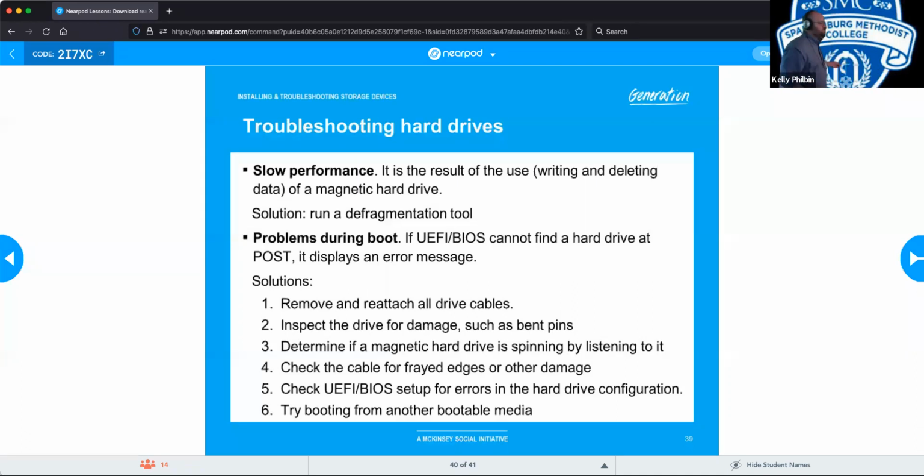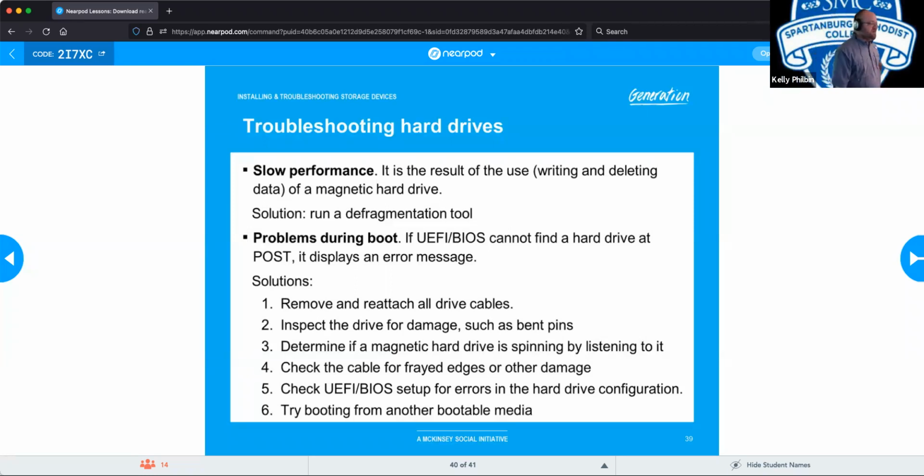Problems during boot. UEFI or BIOS is not able to locate the drive and gives you an error saying you cannot locate where the drive is. At that point, open it up, remove cables, reattach cables just to make sure they are firmly connected in place. Remember, we talked about chip creep that can happen over time. So don't automatically assume the drive has failed at that point.